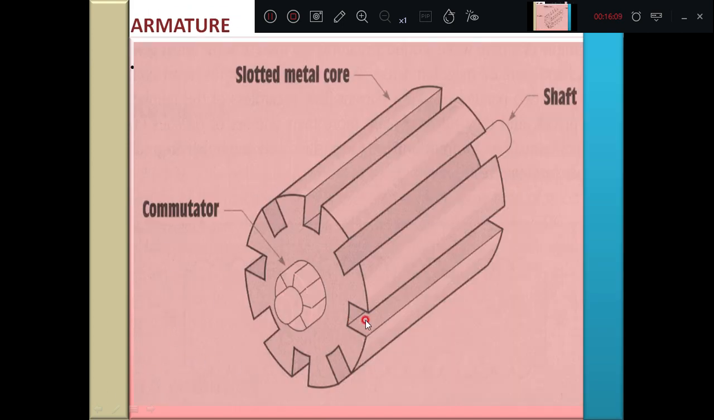You can see here this whole rotor assembly. It looks like a solid body, but it is made up of small laminations, all stamped together. These are the slots on the outer periphery of the rotor in which the armature conductors are placed. At the same time, you can see here this is the commutator. From these conductors it is connected to the commutator, and from there a brush connects to the load. That I am showing in the next slide.